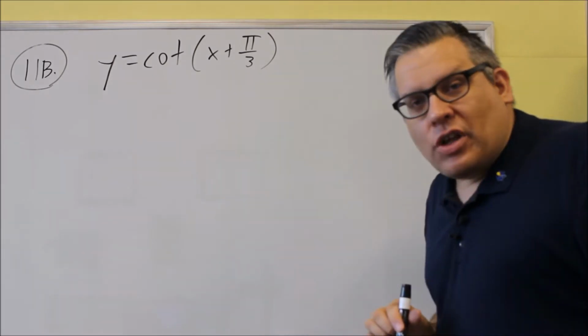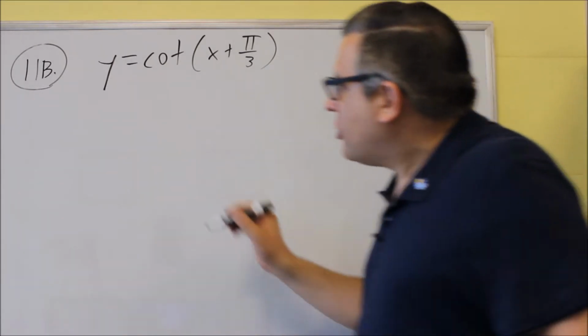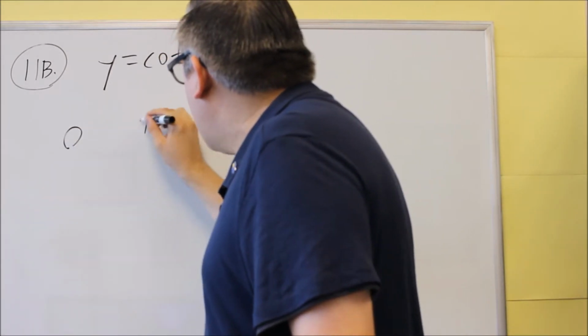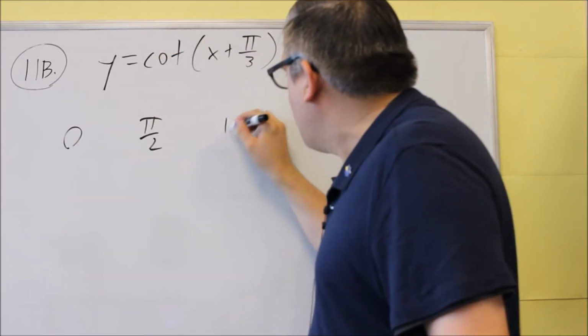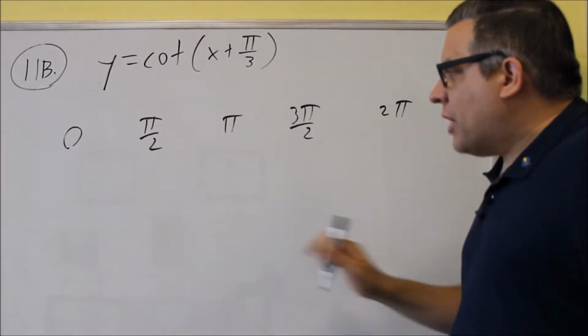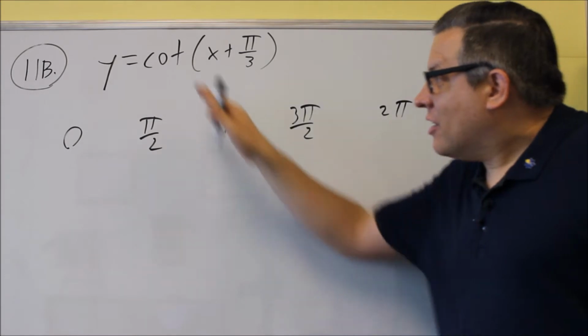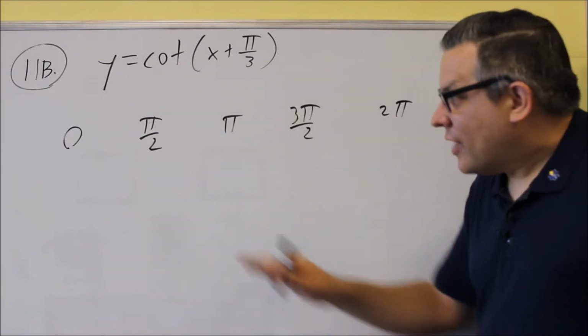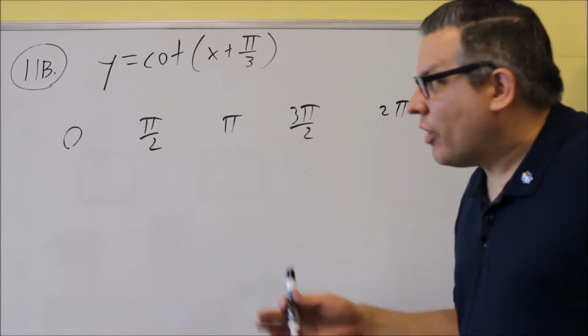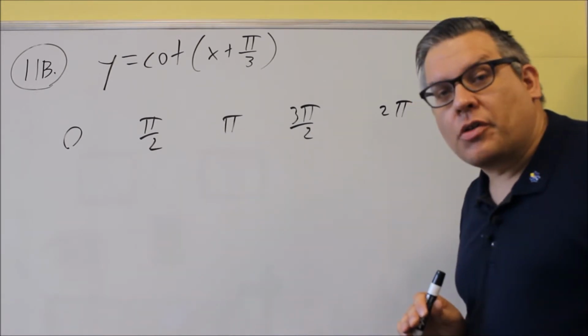Now we want to start with the key points for cotangent. And so that one's going to be 0, pi over 2, pi, 3 pi over 2, and 2 pi. These would be the key points for a cotangent graph. Okay, so notice they are different from the regular key points for tangent graphs. These are the ones we're starting with.